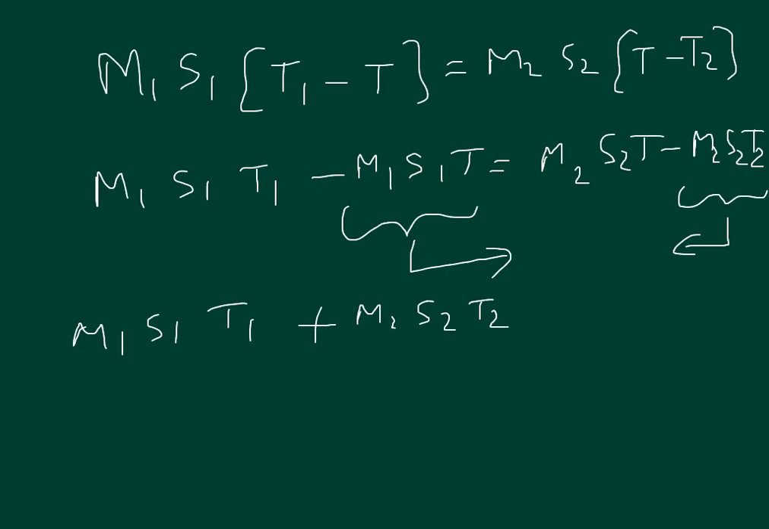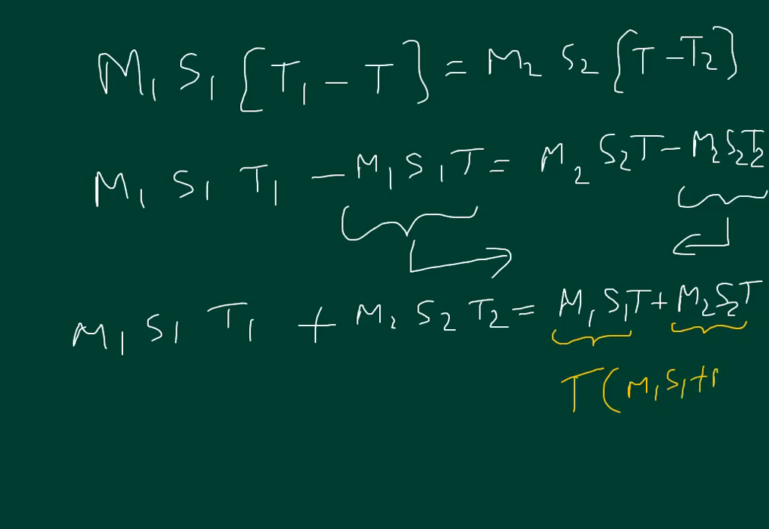So what should I write now? Yes, M1 S1 T plus M2 S2 T. Now observe carefully. Here on the RHS side you can find M1, S1, M2, S2 are different and T is the same. So now I can take T common, and I can write T times (M1 S1 plus M2 S2) is equal to M1 S1 T1 plus M2 S2 T2.